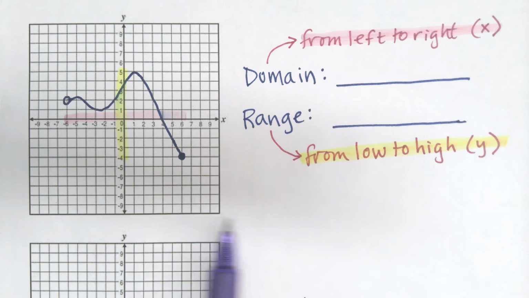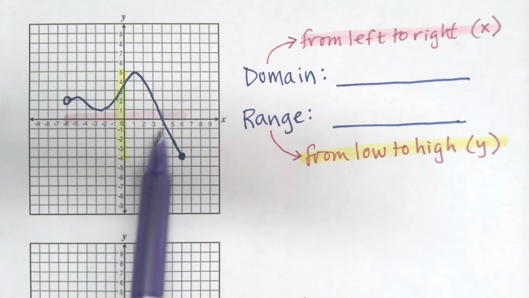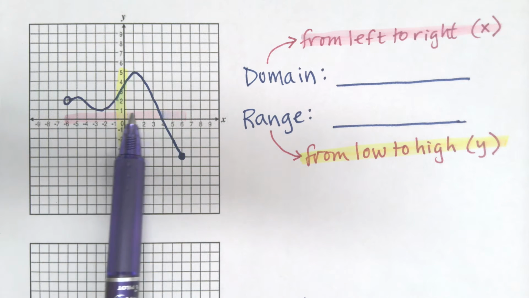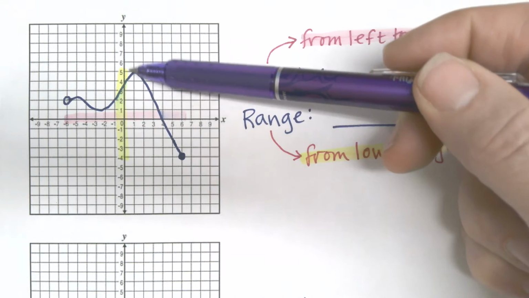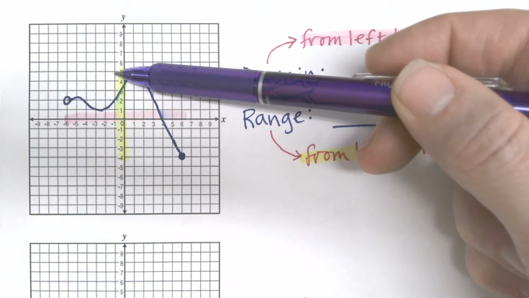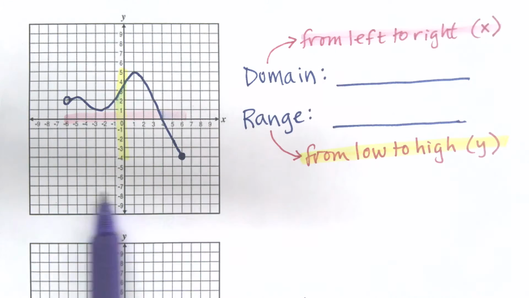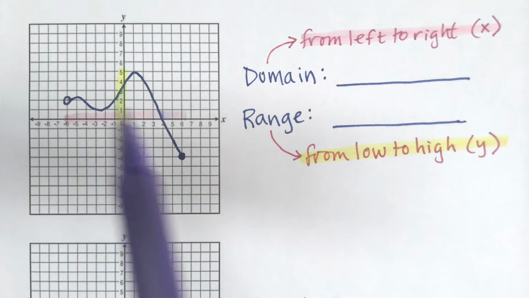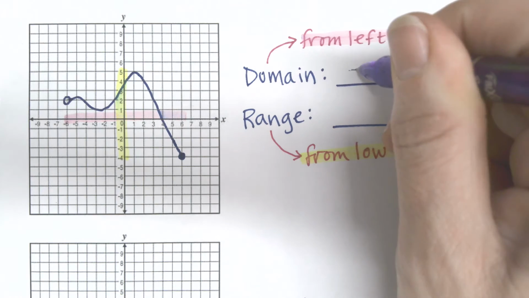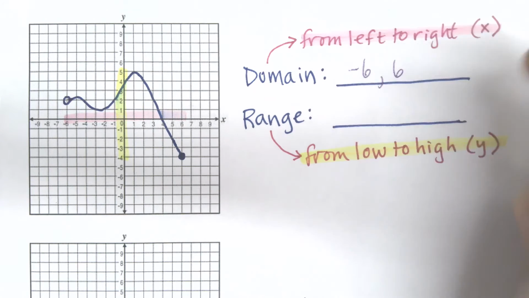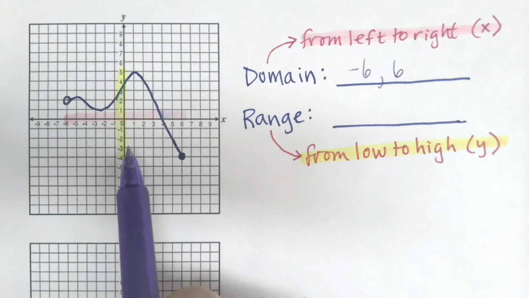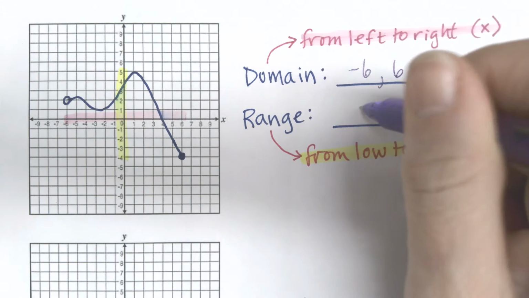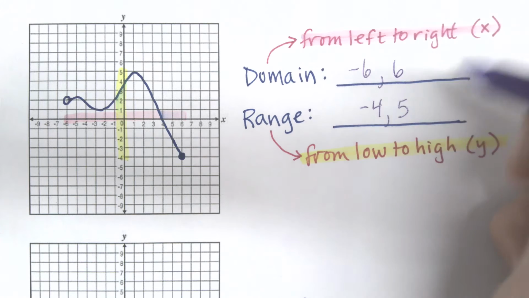to the highest point. So what I do when I see a graph, I don't always take out the highlighter and do it, but I get the length of the graph from farthest left to farthest right, and the height of the graph from the lowest to the highest, and then I look at what those values are. So my domain goes from -6 to 6, and my range goes from -4 to 5.